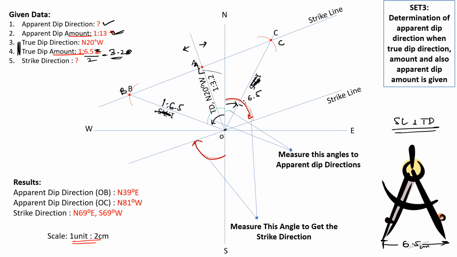So the answers are: OB is north 35 east, OC is north 81 west. You plot it on paper, you will understand this. Again, you go through this video, plot step by step. I'll play the video here once again. You go step by step, you will understand how to do it. Then we have the strike directions, again with respect to north, with respect to south, we'll get it.